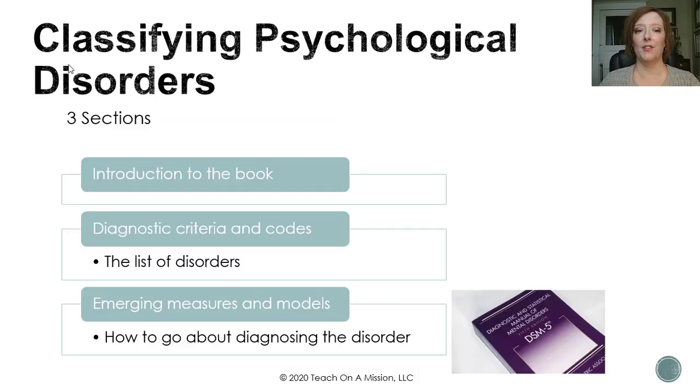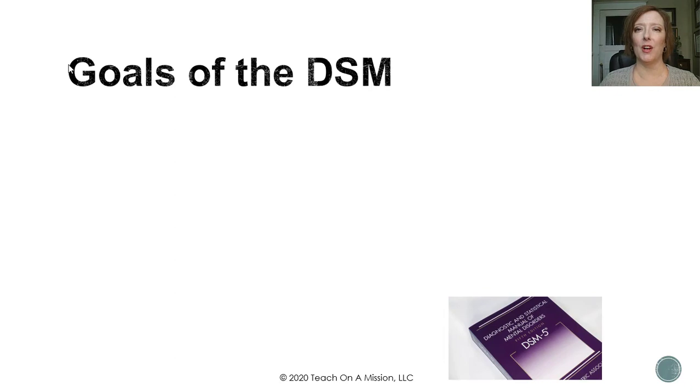There are 3 sections. There's an introduction to the book, there's a diagnostic criteria and code section in the book, and this is the actual list of disorders. And then there is a section that is related to emerging measures and models. And so it also talks about how to go about diagnosing the disorder, so the criteria for actually diagnosing someone with a psychological disorder. The goals of the DSM.